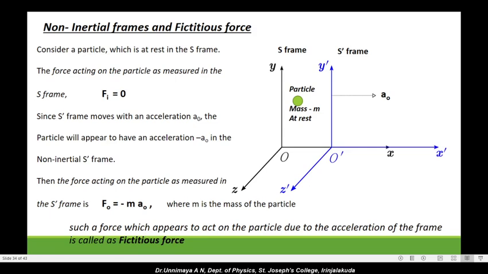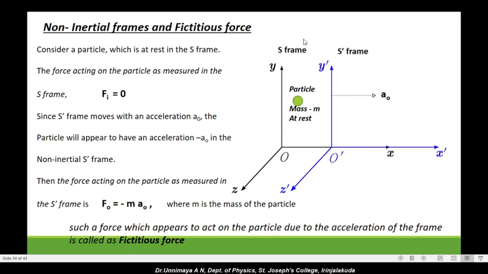The force that appears to act on a body at rest because of the movement, the acceleration, of the frame, what do we call it? We call it fictitious force. So fictitious force is actually a force which appears to act on the particle due to the acceleration of the frame. So in order to consider the fictitious force, we consider two frames, S frame and S prime frame.